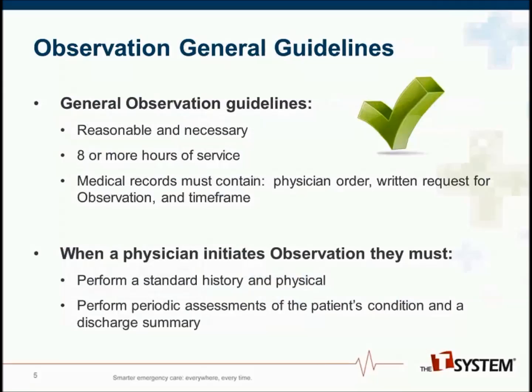So given that we now have a patient that has an observation status, how do we determine that? Well, first of all, the reason that they're in observation must be reasonable and necessary. That's the first thing for us to be able to code it as an observation stay. It requires 8 hours of service or longer, and the medical record must contain the physician order and the written request that the patient be moved to observation status, and for how long. Those things must be in the documentation in order for us as coders to code that chart appropriately.